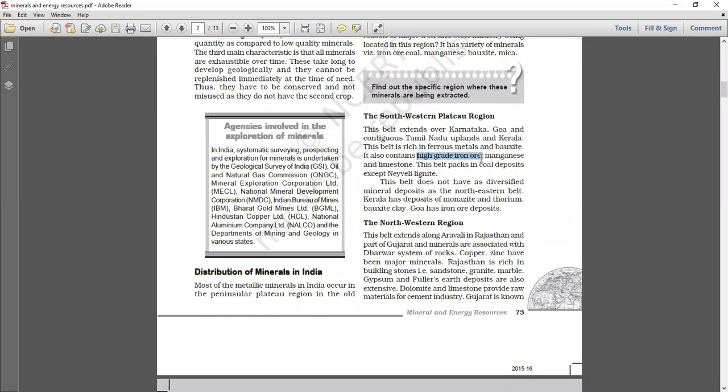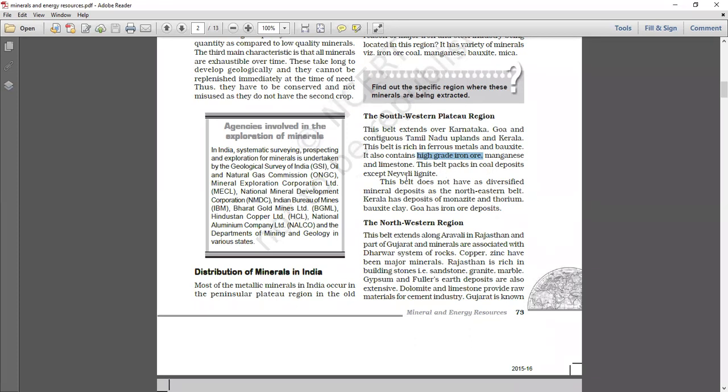There are lots of varieties of iron, basically four varieties, and hematite and magnetite types of iron are regarded as the high grade iron. Which is your high grade iron? Hematite and magnetite. Manganese and limestone are also found here, and coal deposits are also there.